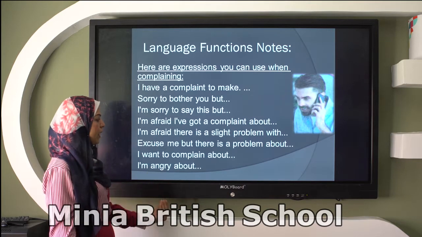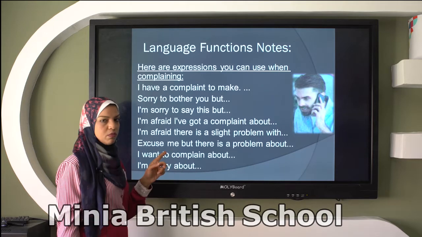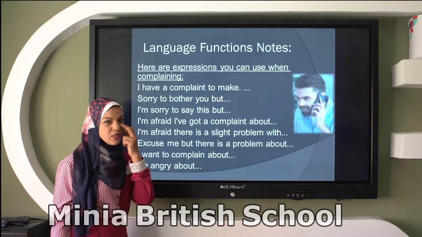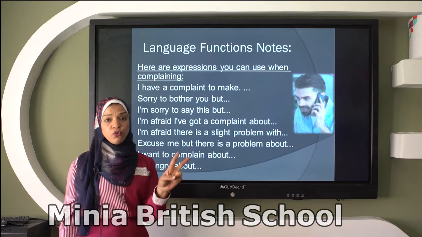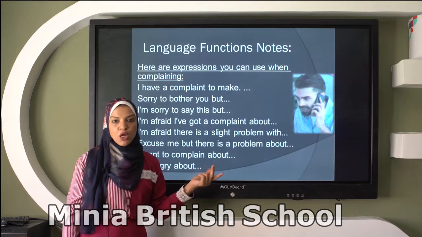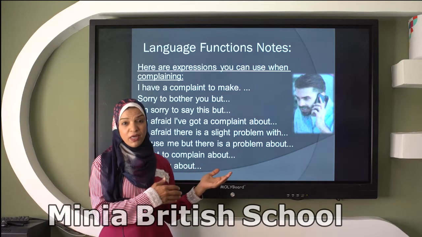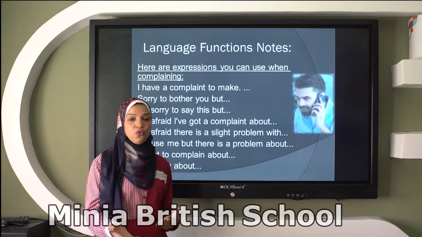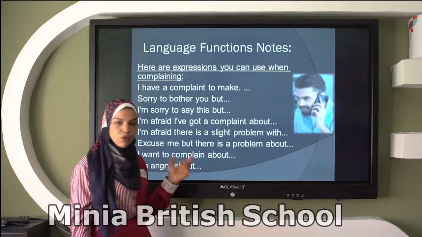I want to complain about whatever. Now I'm angry about. As we see, the man's picture shows that he's very angry about the product that he received. Now you have only two choices. This is the customer, and the customer is always right. So the customer is complaining about something. What should you do as an assistant or as a clerk in a company? What would you do? How would you react?